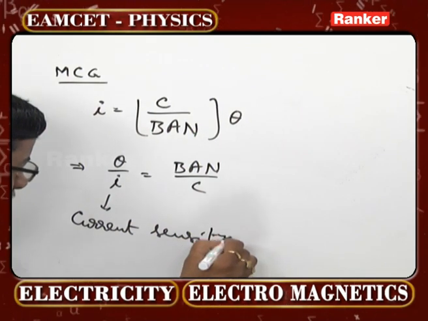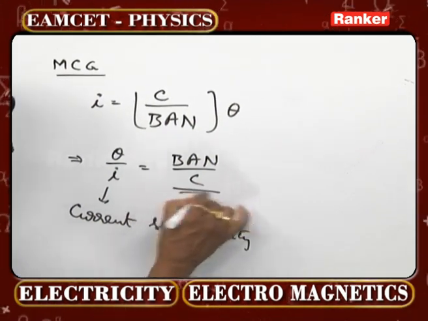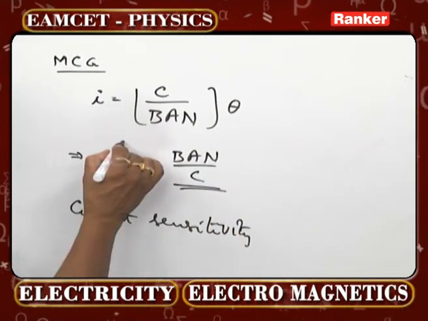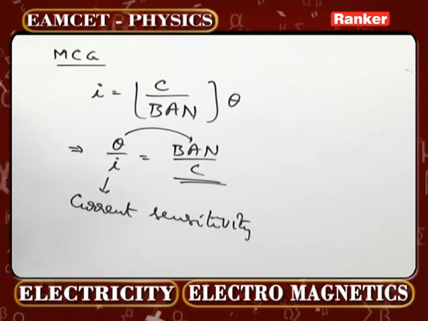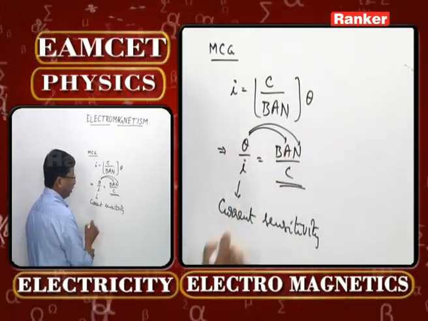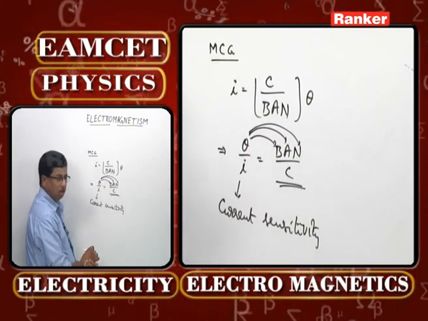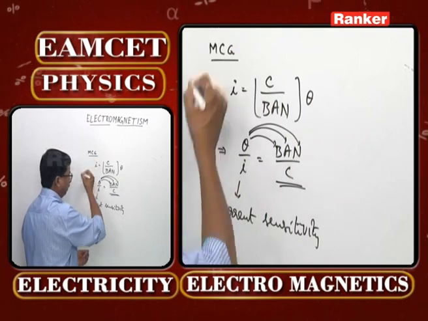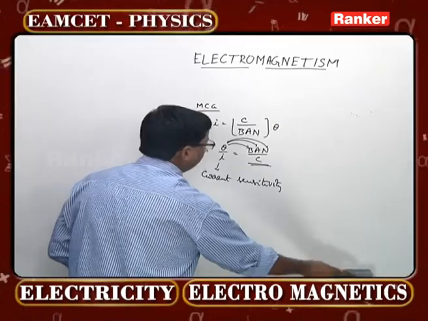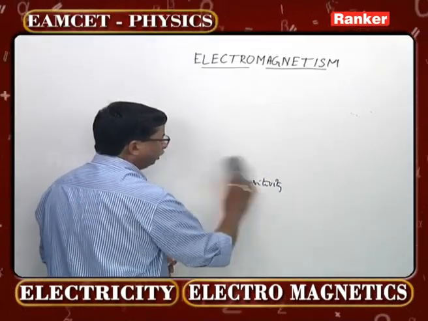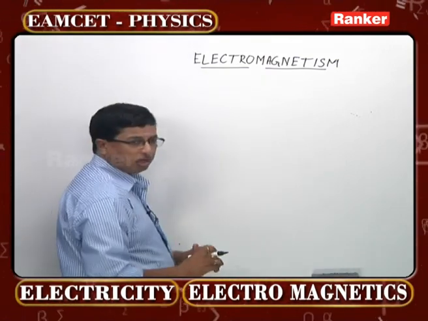This is the formula for current sensitivity. You have to remember, current sensitivity depends on the area of the coil, the number of turns in the coil, and B, the magnetic induction. So these are all the points you have to take up. And finally, how do we convert a moving coil galvanometer into an ammeter?